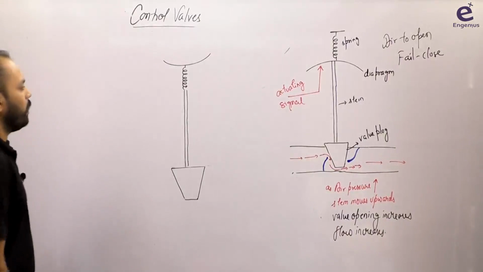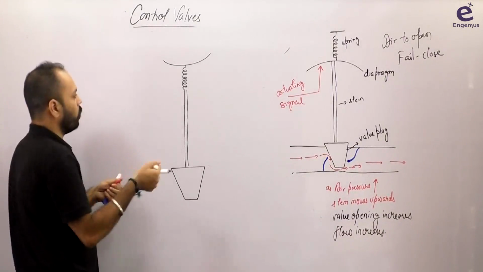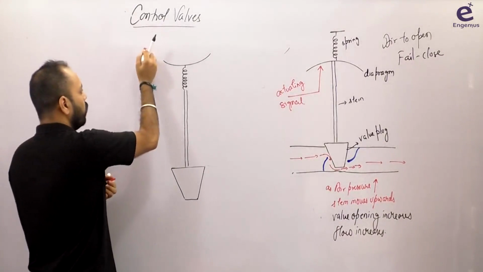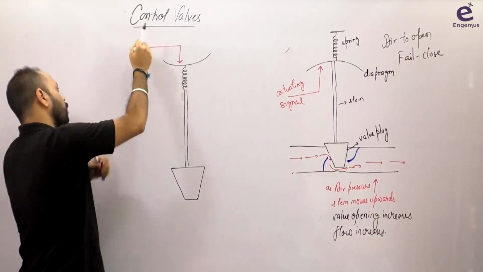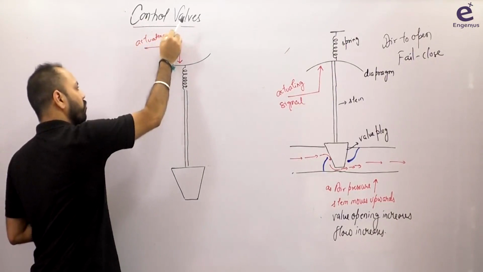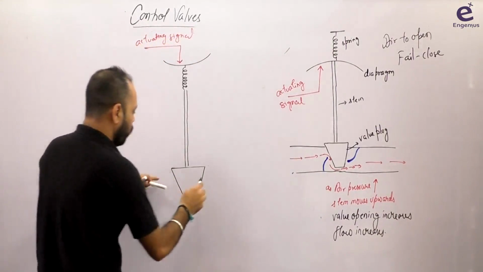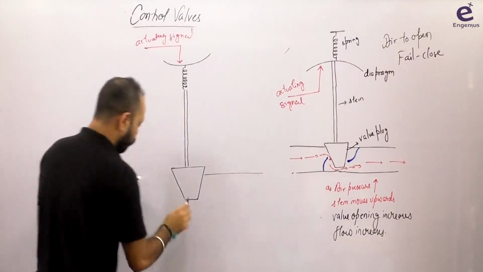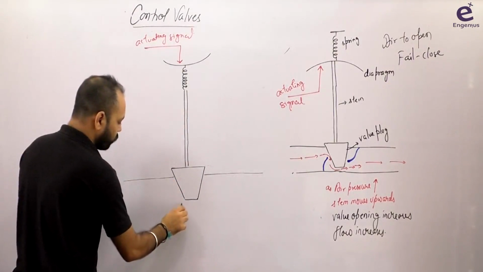Right. Now in this case, the actuating signal is not coming from the bottom. In fact, it is coming from the top of this spring and diaphragm position. This is the actuating signal. Now you see yourself that if this is the situation, we have the flow taking place, right? We have this flow.